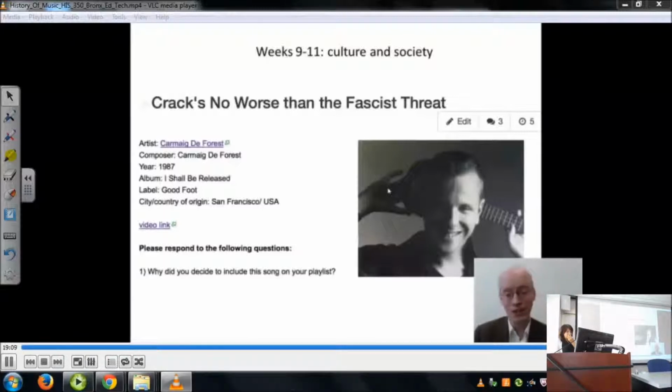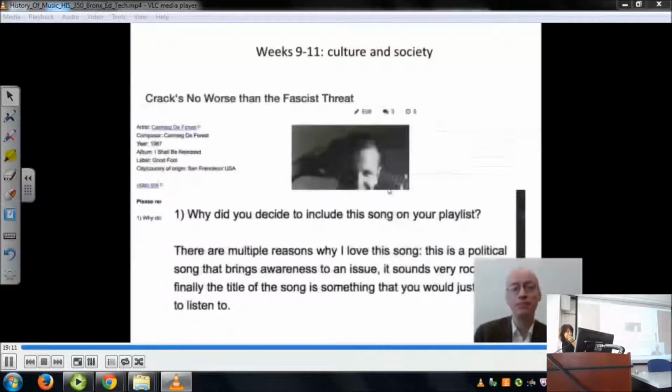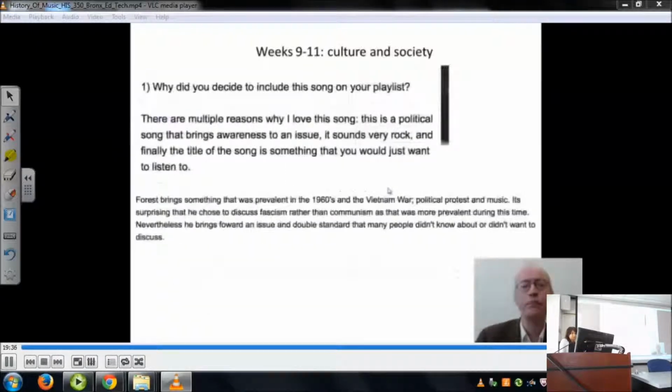So I asked the student in this case, why did you pick this song? He says, it's a political song, it brings awareness to an issue, sounds very rock. And finally, the title is something you would just want to listen to, which is kind of the ideal, because this is a person you've never heard of before, but it's a way to get interested in a topic that he turns out he didn't know anything about, by starting with the song. I like to think of the songs in this class as a gateway drug to history.